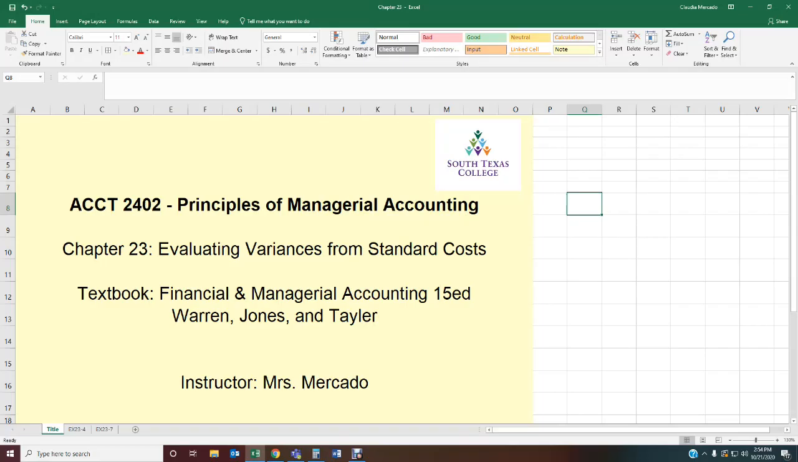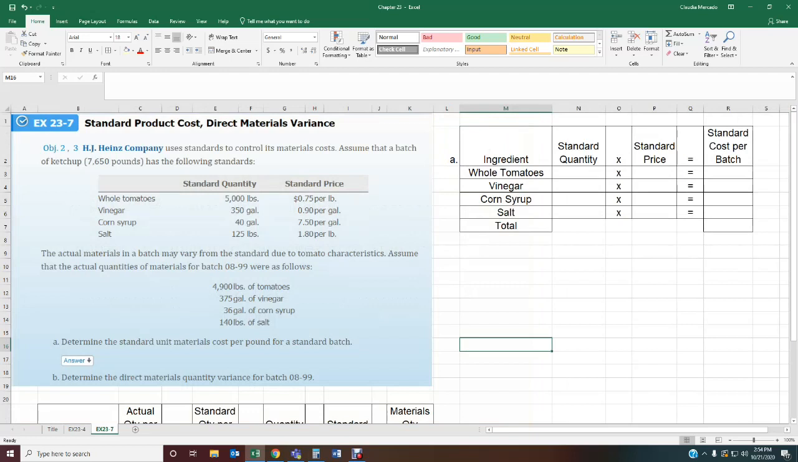Hello students, welcome back to the second part of the lecture over chapter 23 that deals with evaluating variances from standard cost. Okay, the next problem that I'm going to be covering is exercise 23-7, which deals with standard product cost and direct materials variance.